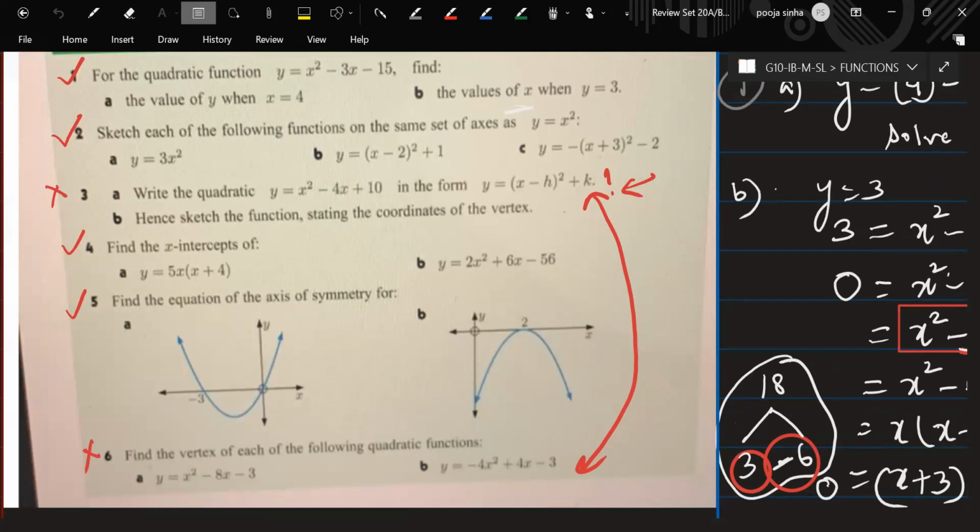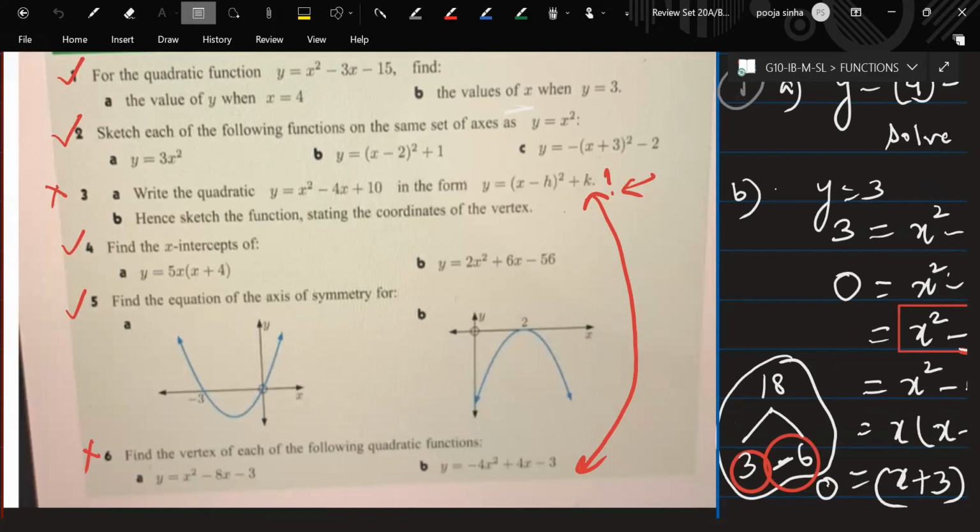Okay, so it's a quadratic, and you're just plugging in the values, right? Yeah. The next question says sketch each of the following functions on the same set of axes as y equals x squared. Basically, the second question wants you to do transformations.